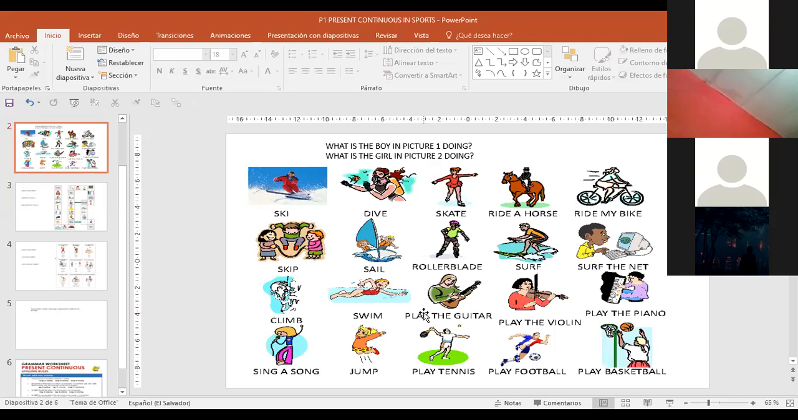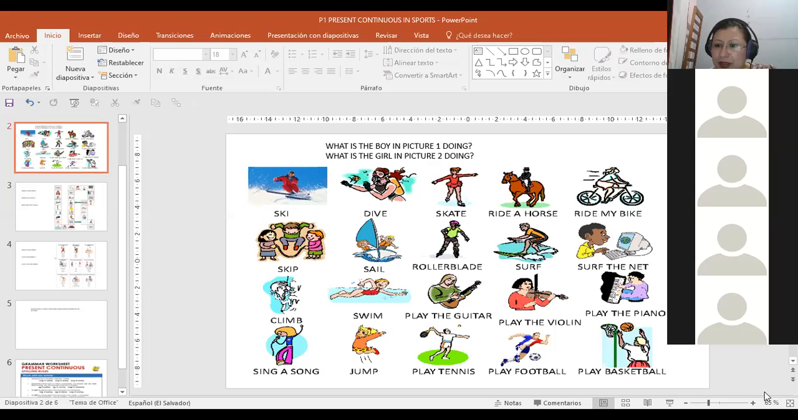Okay, third picture. Question. What is she in picture three doing? He is playing the guitar. Okay. What is she in picture four doing? She is playing the violin. Violin. What is she in picture five doing? She is playing the piano. Okay, perfect. She's playing the piano. That's very good. Okay, who's missing?